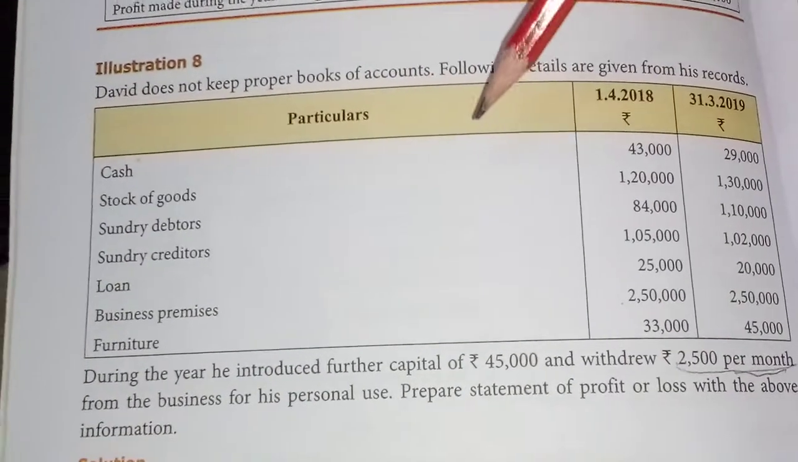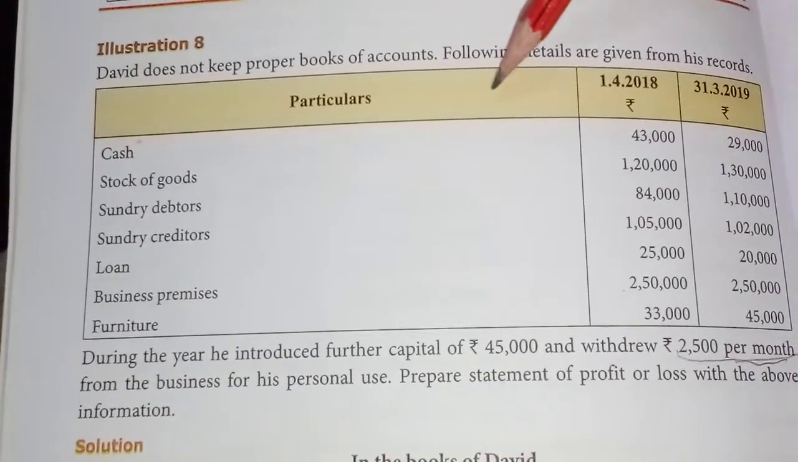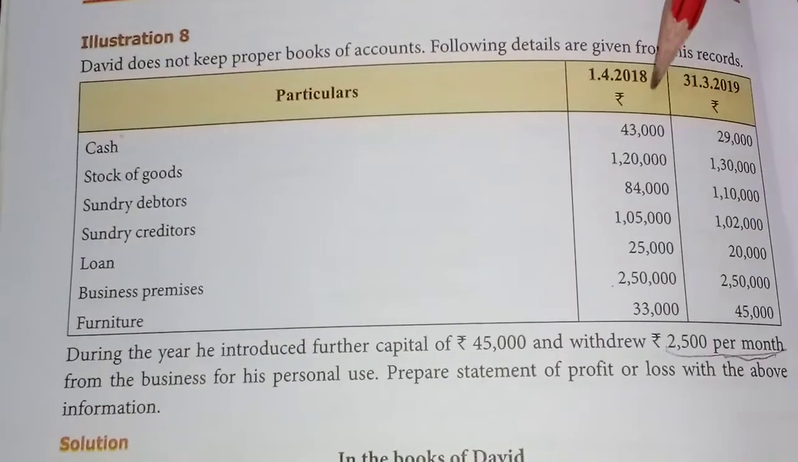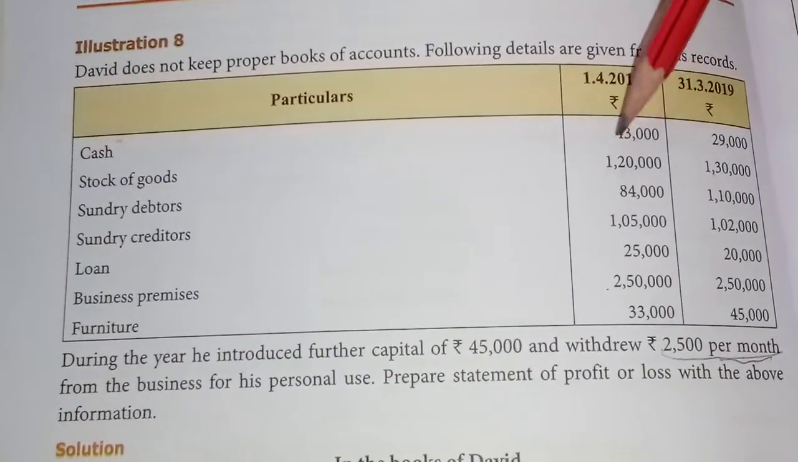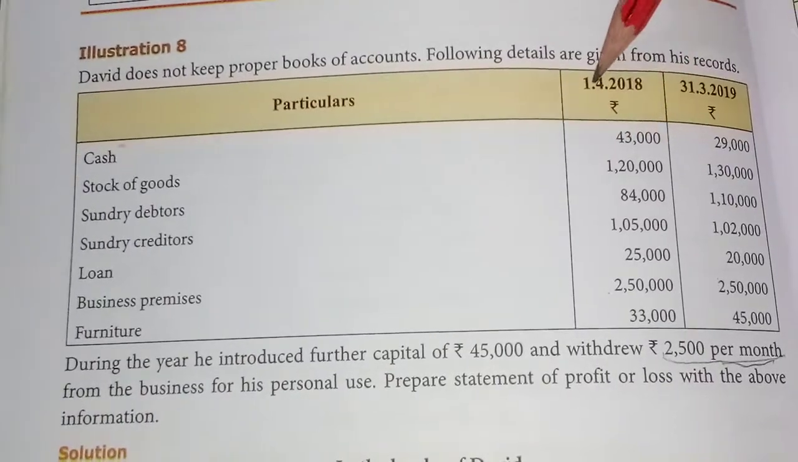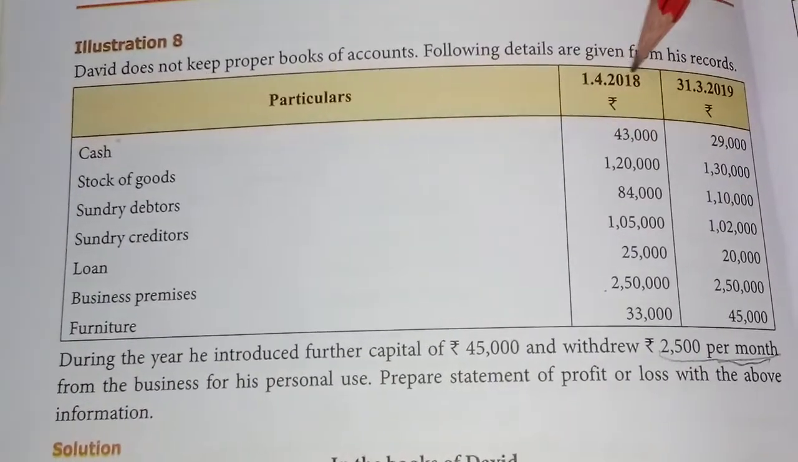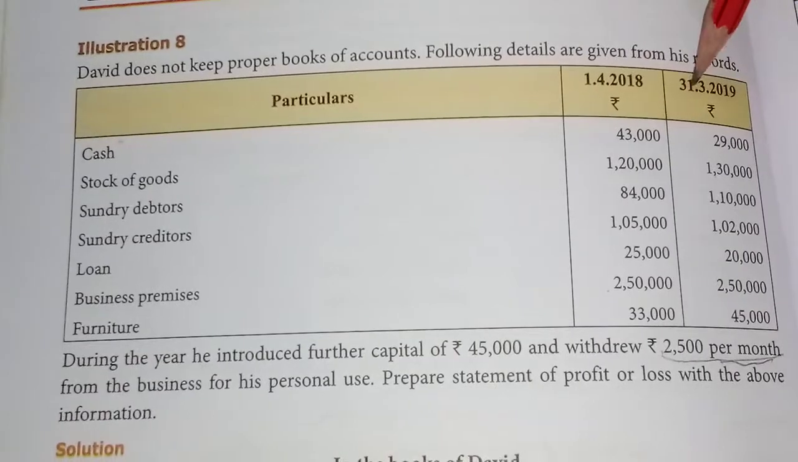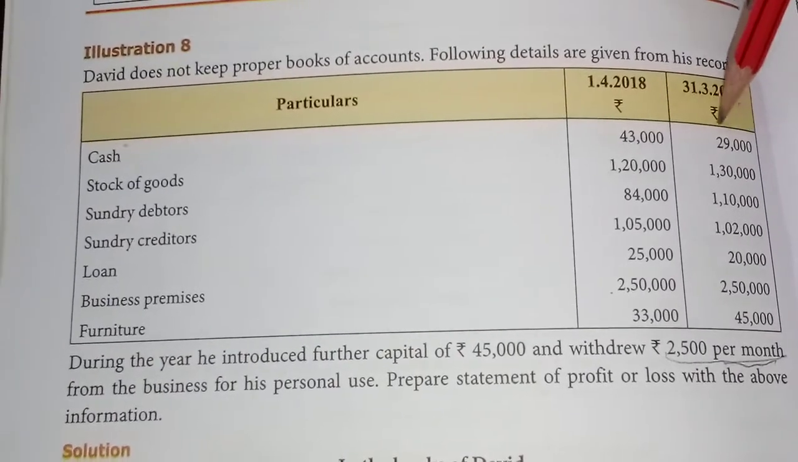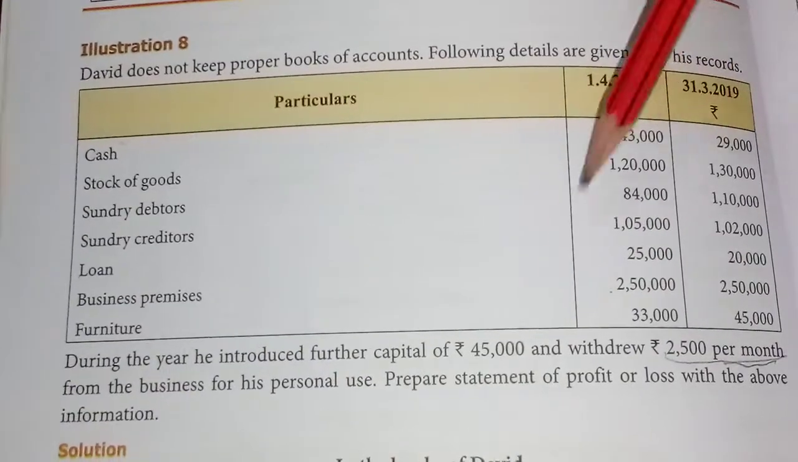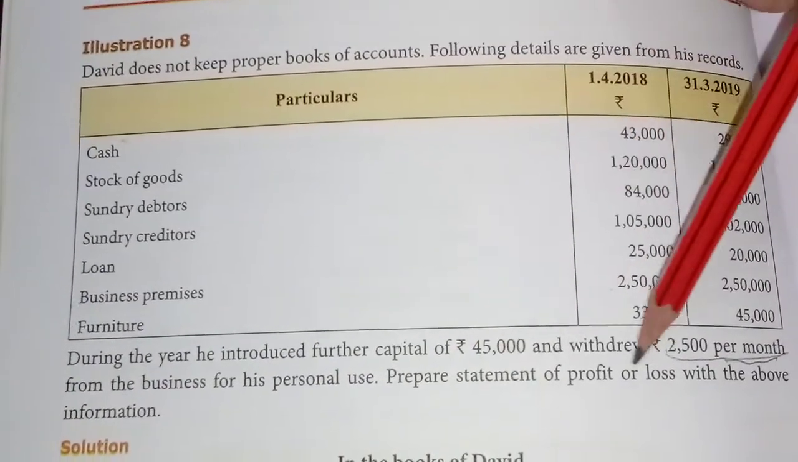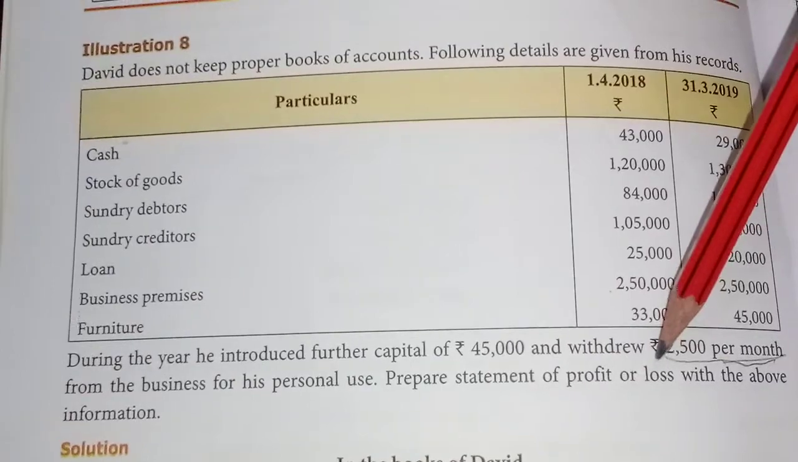So first here we need to calculate the opening capital and closing capital. For this we need to prepare the statement of affairs as on 1/4/2018 and the statement of affairs as on 31/3/2019, and we can calculate the opening capital and closing capital. Then only we can prepare the statement of profit or loss.